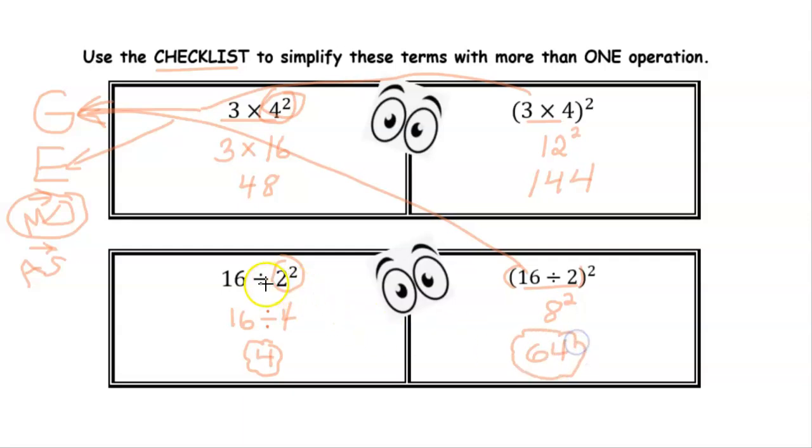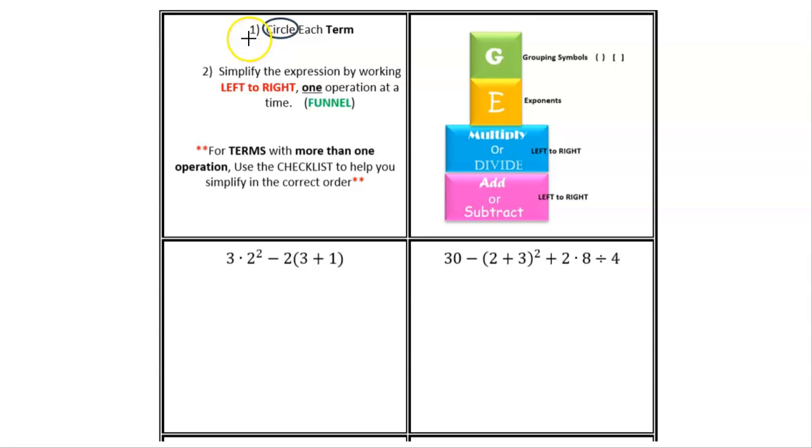So it does make a difference what order you go in. This one demands the exponents before the division from the checklist. This one demands you divide first before the exponents because grouping comes ahead. So if you don't pay attention to your checklist and you just go 16 divided by 2 is 8, and then you square it, you're not going to get the right answer. So you have to go to your checklist when you have more complex terms with more than one operation to clean them up.